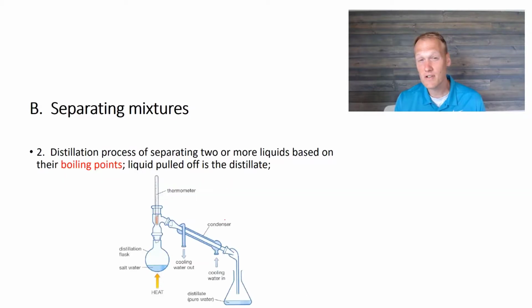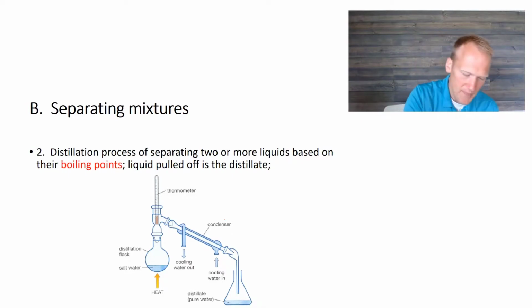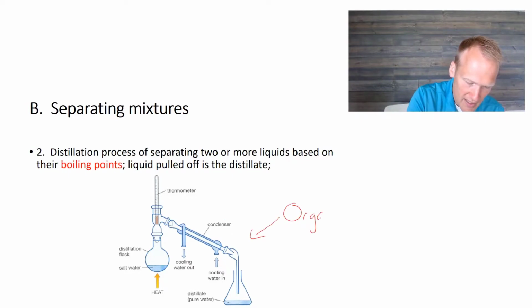A second thing you can do to separate mixtures is distillation. This is when you have 2 different substances with different boiling points. As you heat something up, the first substance with the lower boiling point will boil off first, and therefore would be able to be separated from the substance with the higher boiling point. This right here would be something you see in organic chemistry. It is an organic chemistry apparatus.